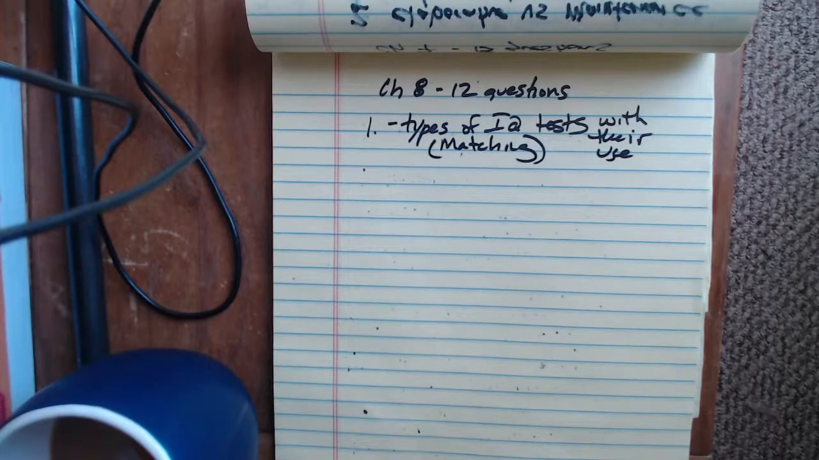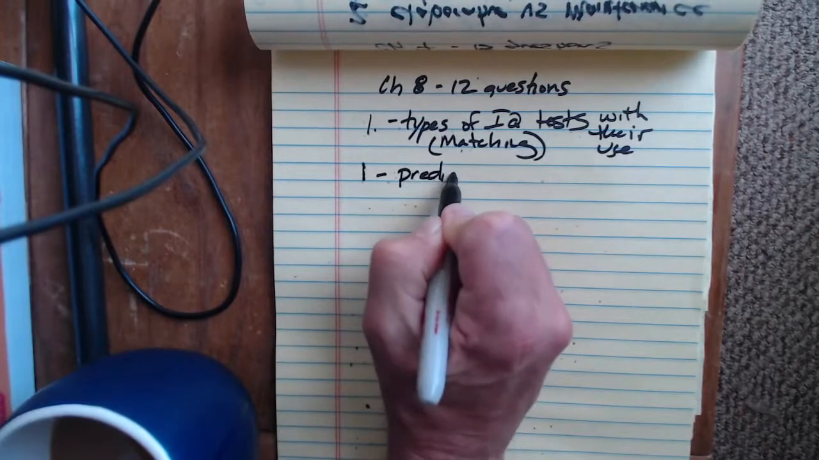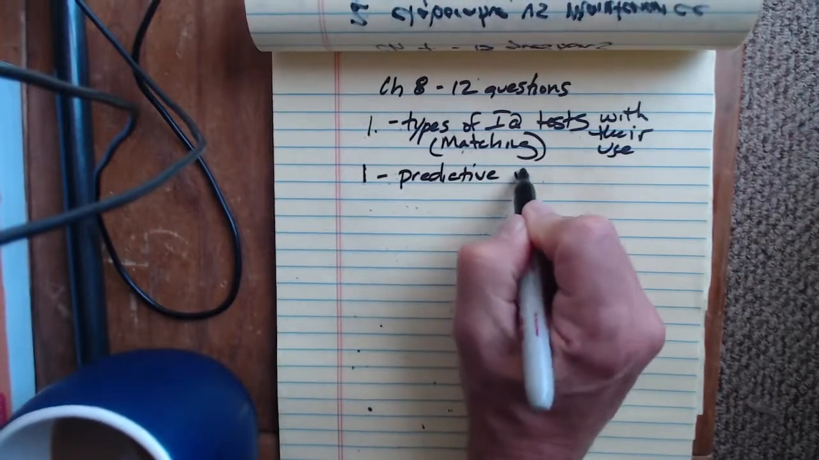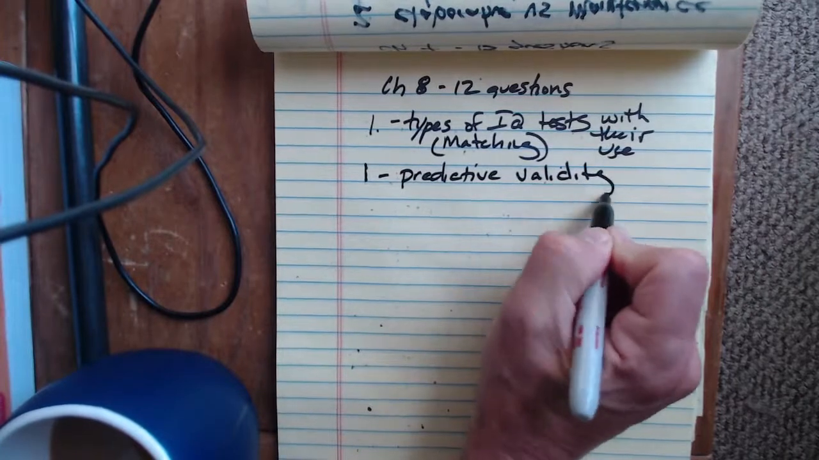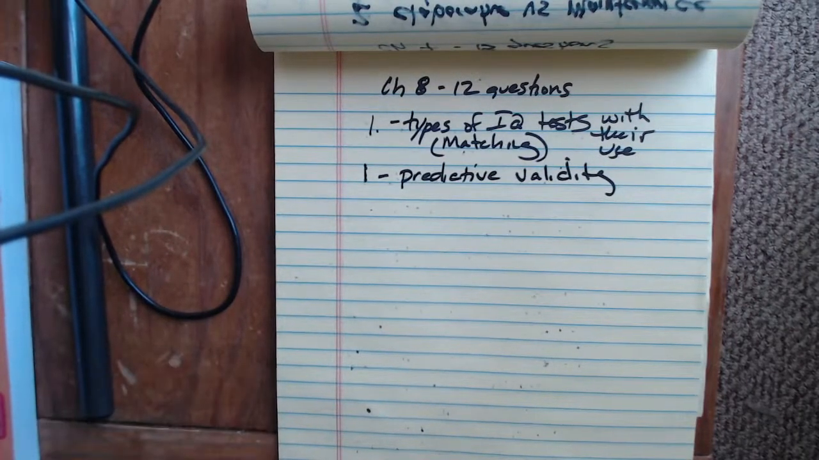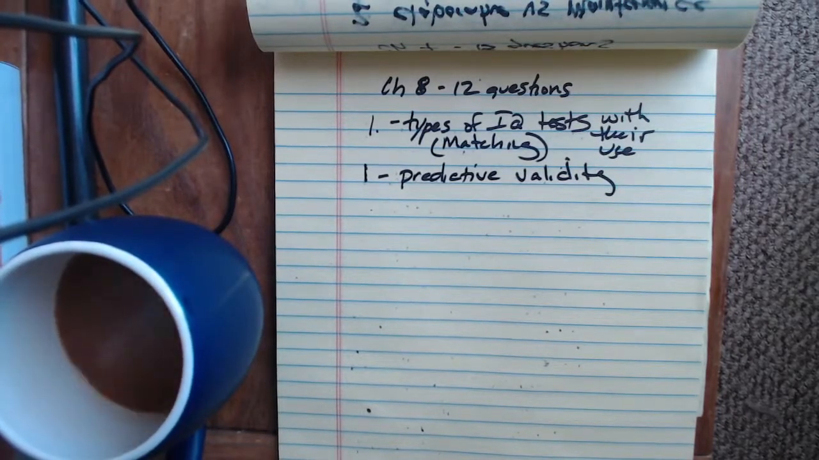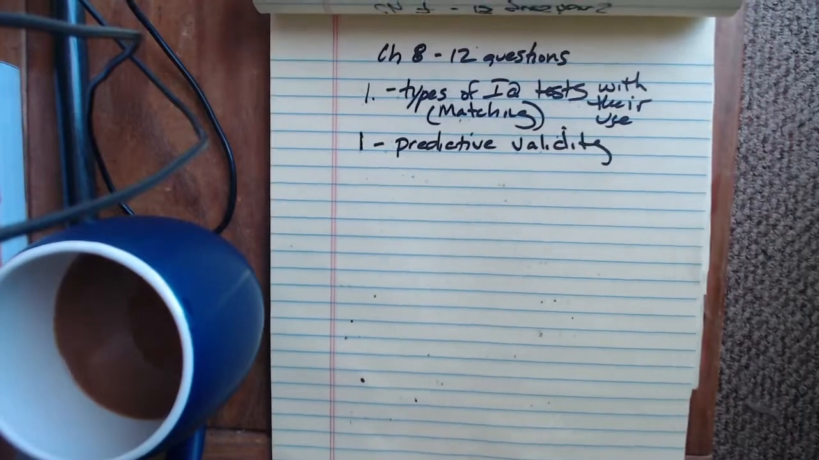I want you to know what predictive validity is. I talked to you about the different types of validity. One of the values of IQ tests is that they have predictive value. It tells us whether or not you should be doing well in school. If you're not doing well in school, but your IQ is still in the normal range, we then begin to suspect that you have a learning disorder, okay?